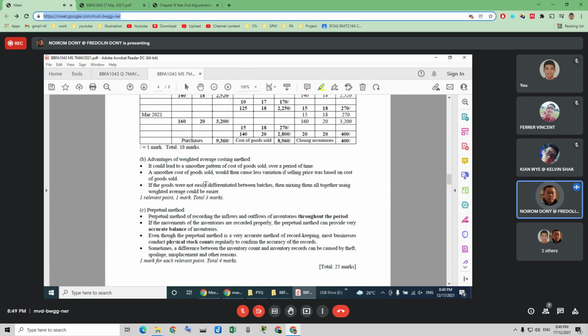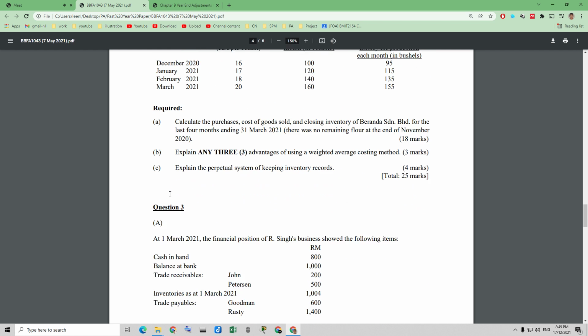Now that is inventory. Any question on inventory? You can answer in point form, as long as you directly state the point. Normally we need to define the method, and after that, put all the relevant advantages of using that method.